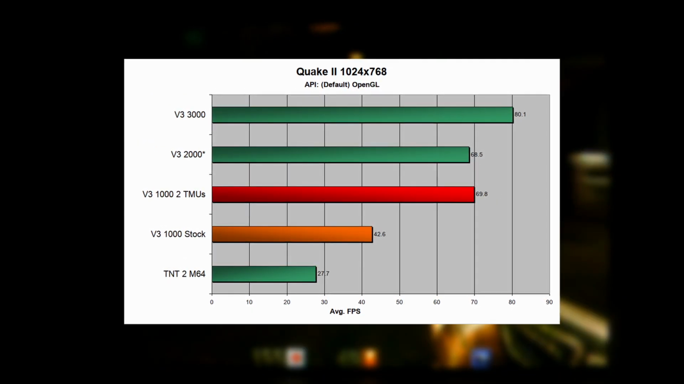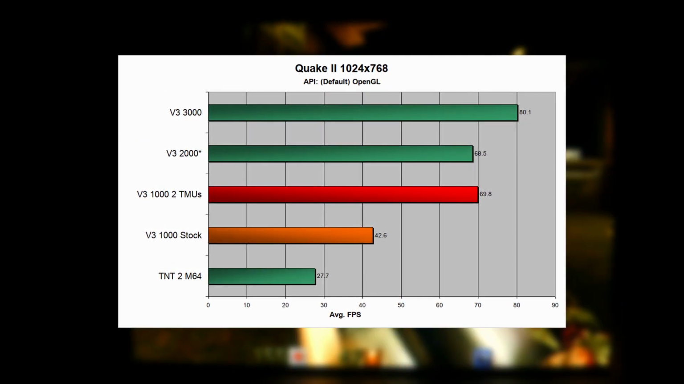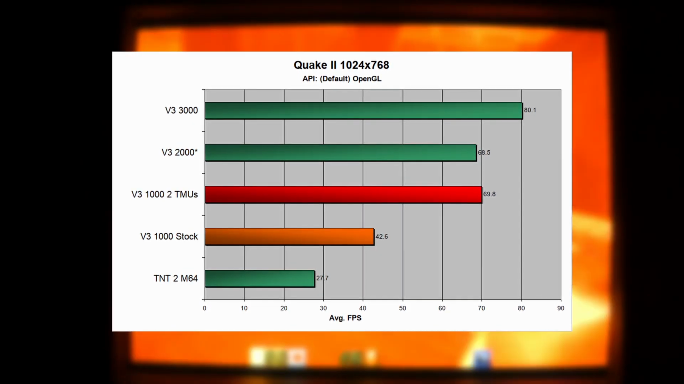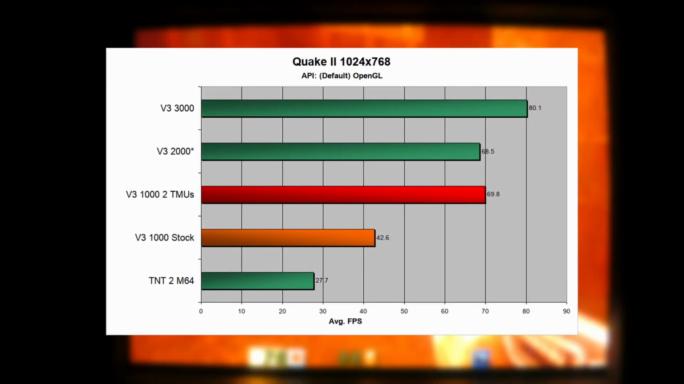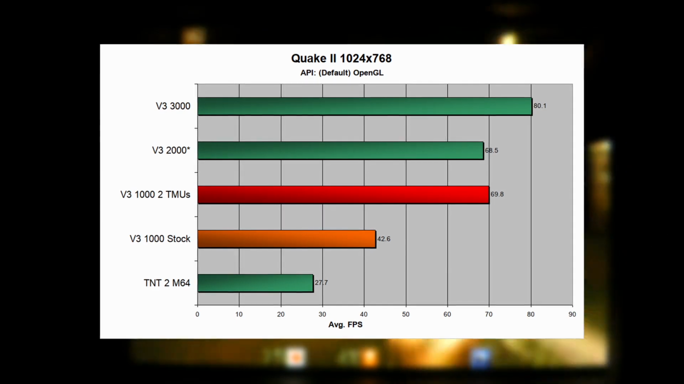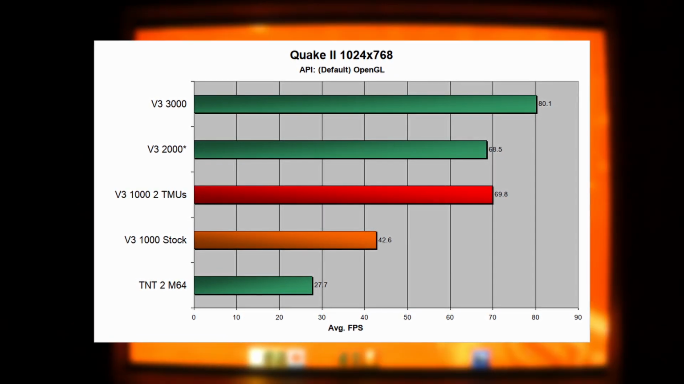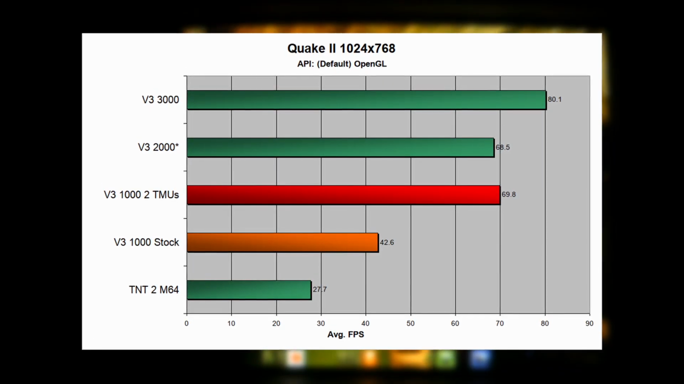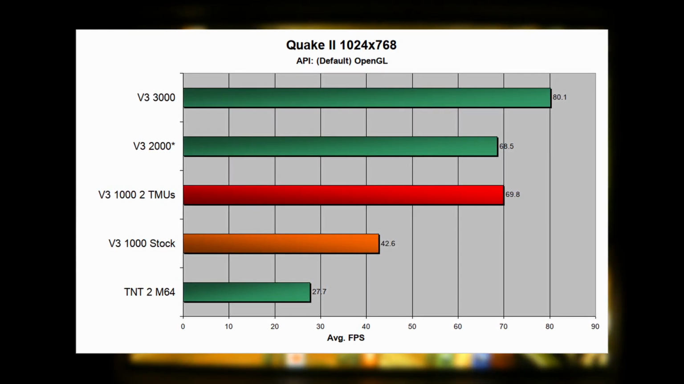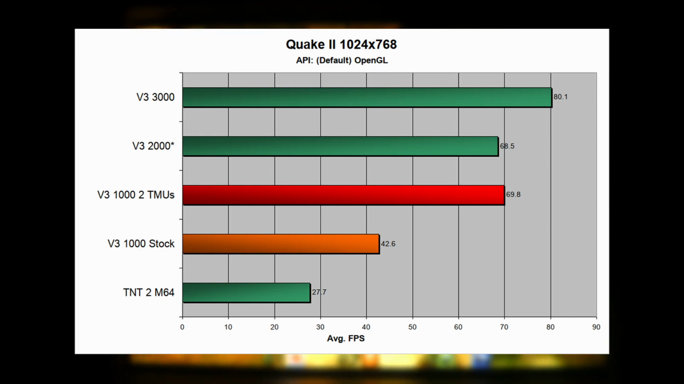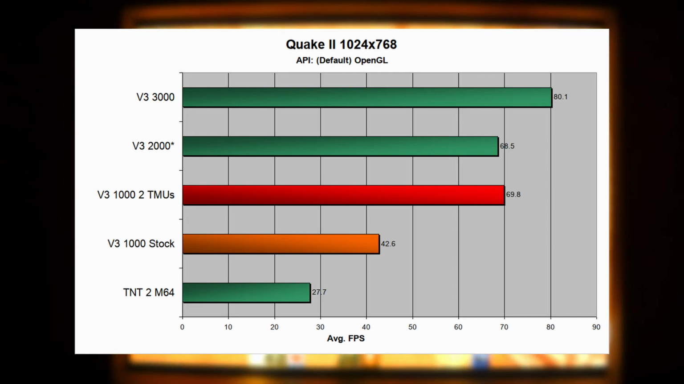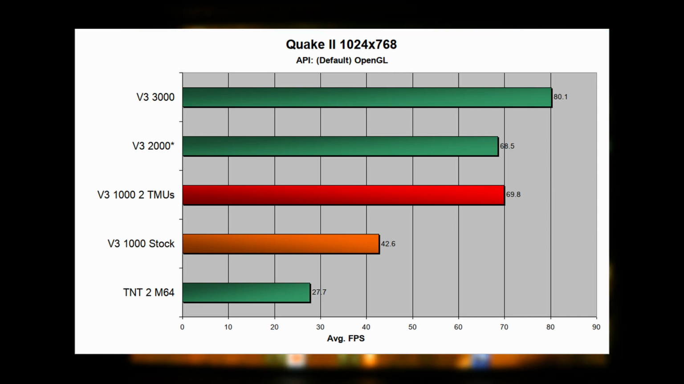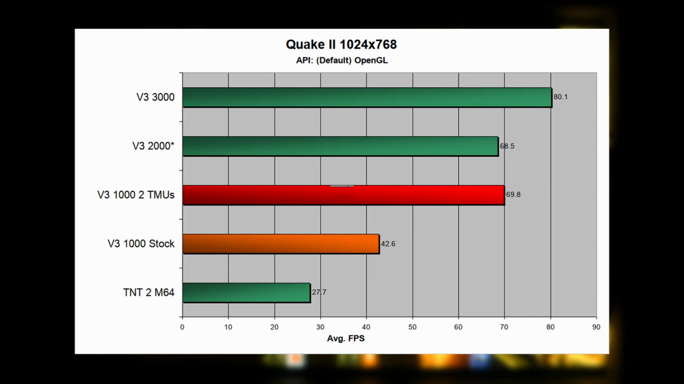Quake 2 again shows the stock 1000 beating the M64, but what's really surprising is seeing the 1000 with both TMUs actually beating the 2000 by a slight 1 FPS lead. And this wasn't margin of error either, as it gave me the same results after multiple runs of the benchmark. If I had to guess, I'd say that the SG RAM the 1000 has may be giving it a slight lead in bandwidth compared to the 2000.